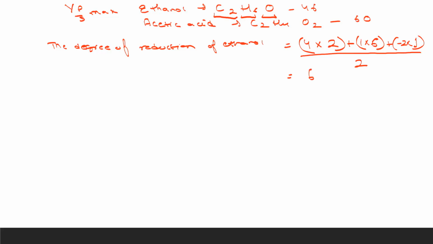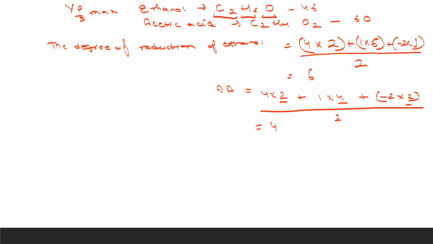Similarly, the degree of reduction of acetic acid will be equal to 4 into 2 plus 1 into 4 plus minus 2 into 2, because there are 2 carbon atoms, 4 hydrogen atoms, and 2 oxygen atoms. We'll divide the entire thing by 2 because there are 2 carbon atoms, and you get a degree of reduction for acetic acid as 4. With this degree of reduction, you can find out the maximum number of moles of acetic acid that can be formed in this reaction, which is thermodynamically possible.